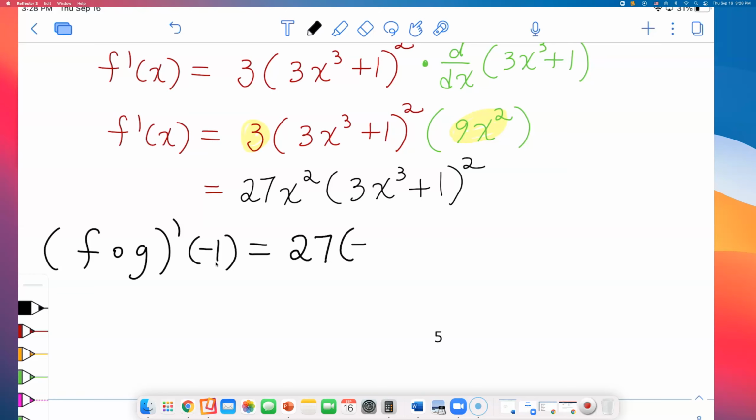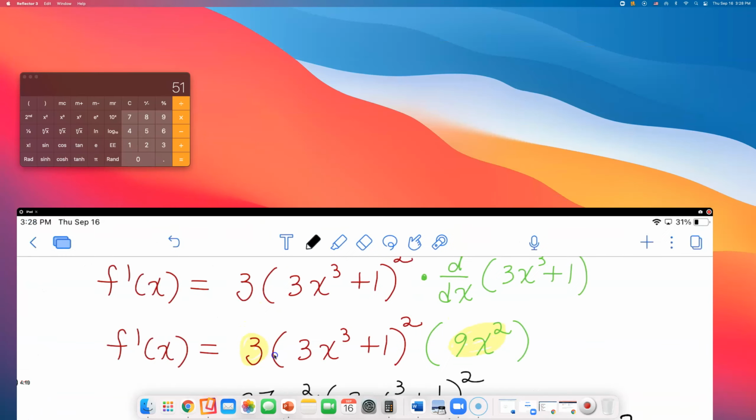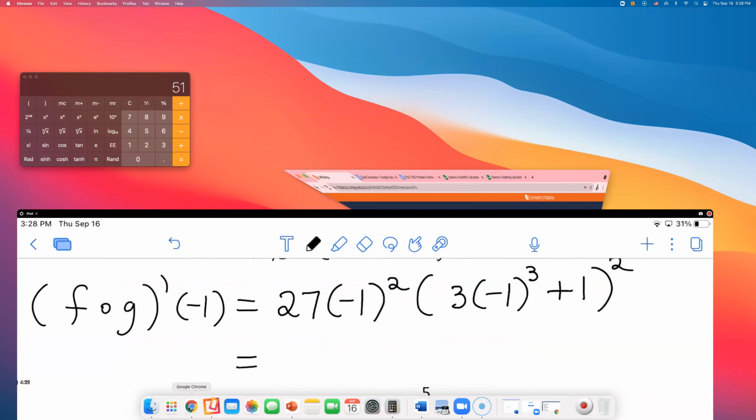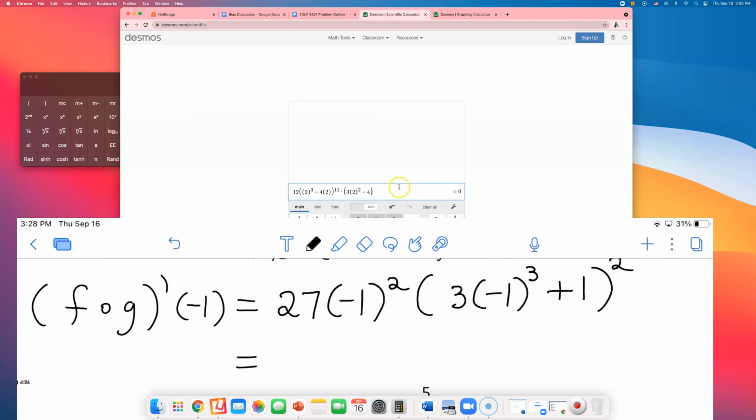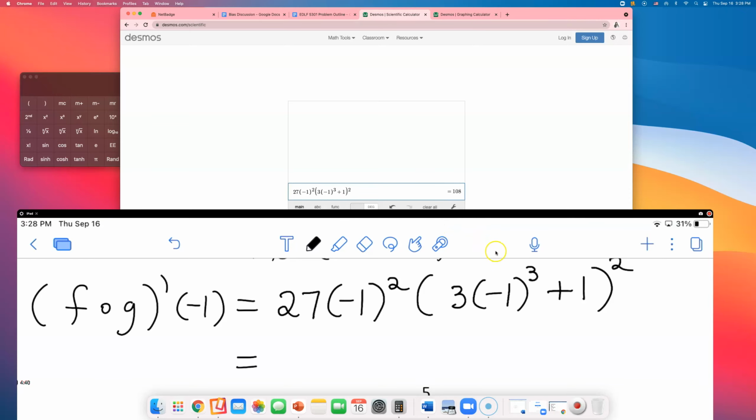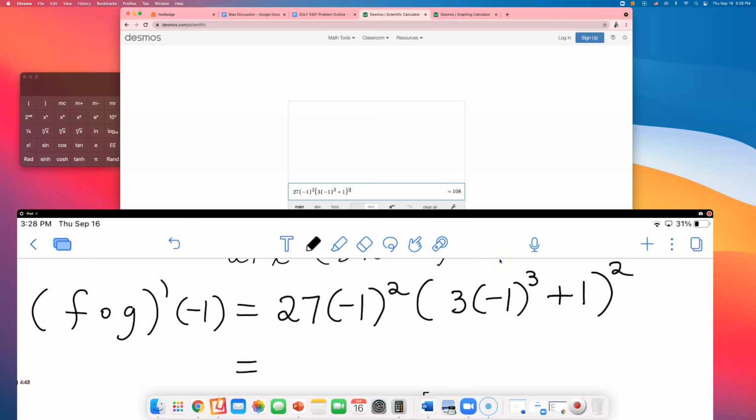Plugging in -1 is easy, but explaining what all that is was confusing. Okay, -1 cubed plus 1, and I'm going to square that. And for this part, let me get my calculator out because it looks like I'm multiplying a lot of different things. Okay, I do 27 times -1 squared, then 3 times -1 raised to the third power plus 1, and that parenthesis is getting raised to the second power. So the answer is 108.